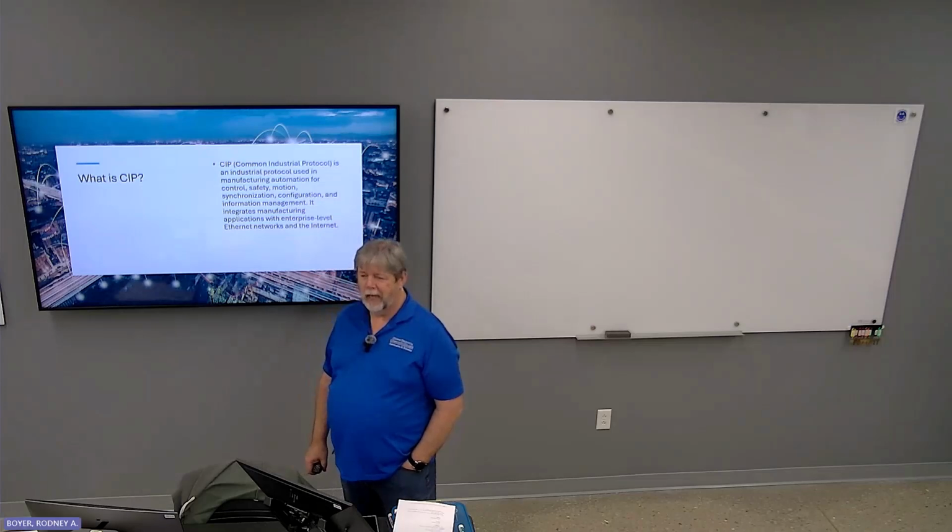So what is CIP? Common Industrial Protocol. Industrial protocol used in manufacturing automation for control, safety, motion, synchronization, configuration, and information management. Kind of a long-winded way of saying it does about everything. Integrates manufacturing applications with enterprise-level Ethernet networks and the internet. I'm not sure I would want the internet to know what the elevation was of my doodad or whatever, but you can do that.